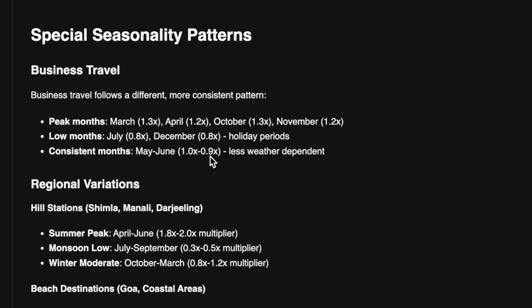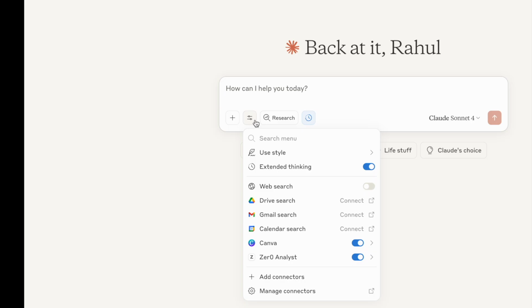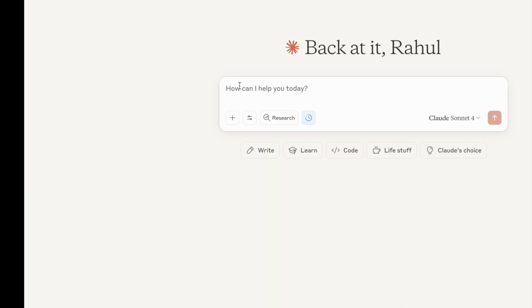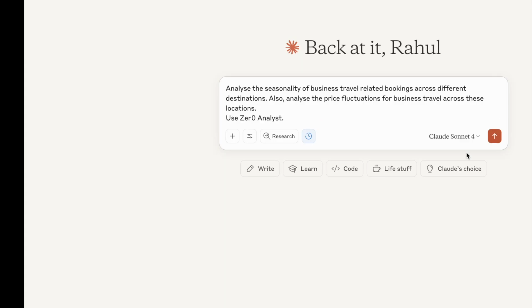We will now use Zero Analyst to find some of these patterns in the data and use them to find opportunities for improvement. We are going to use Claude Desktop as a UI. It has been connected to Zero Analyst, and Zero Analyst connects to the database where the data has been stored. So we are going to ask our first question: analyze the seasonality of business travel across different destinations, analyze the price fluctuations across these locations, and use Zero Analyst for this.